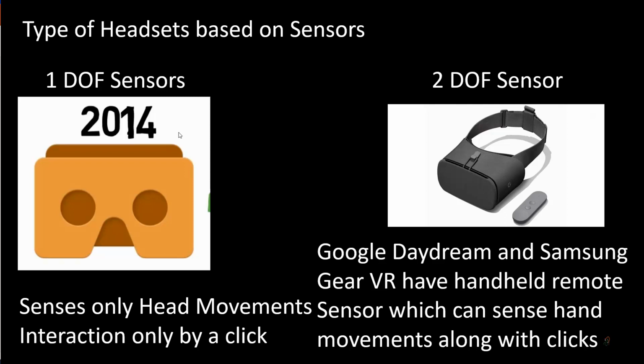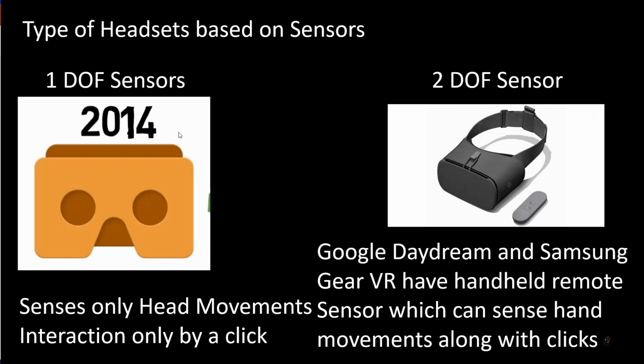To interact with the screen, you need some device. Basically if you take a Google Cardboard, it has only one kind of interaction. What is the interaction? You can just click. You can focus somewhere and you can click it to navigate with your screen. Say for example, if you want to type something, you should have a virtual keyboard and you have to keep on clicking on every letter to type something. It takes a lot of time. So it has only one kind of sensor.